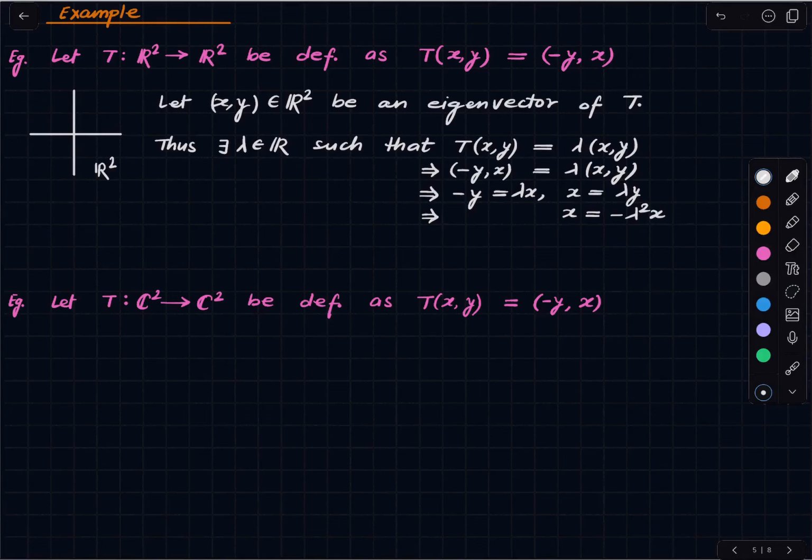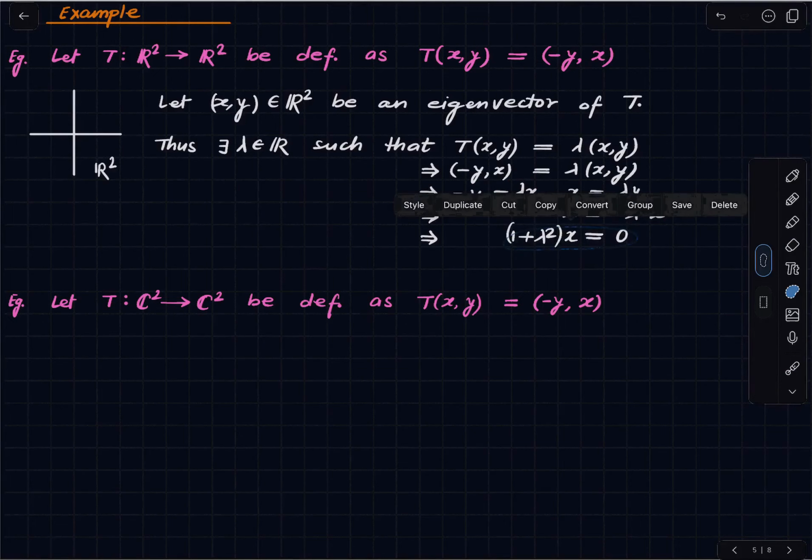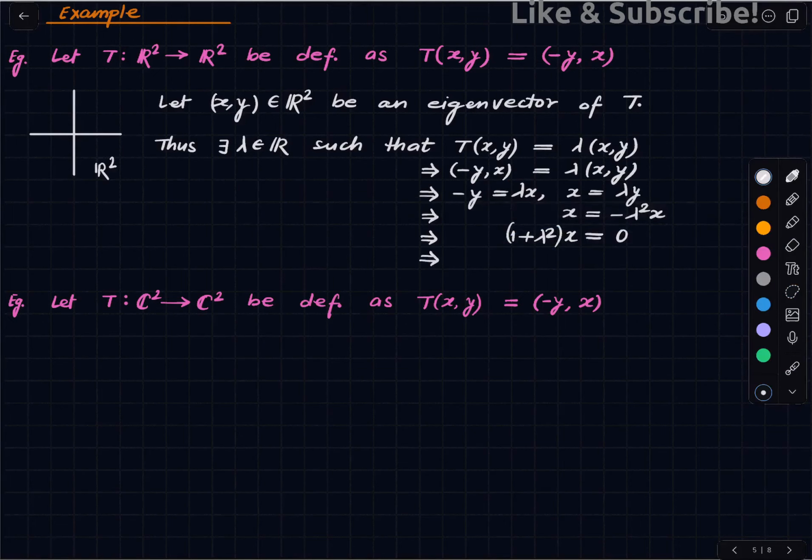So what happened here? We have minus y is lambda x, and hence y is minus lambda x, and we just substituted that here. So we will get this thing, which implies 1 plus lambda squared times x is 0, and we are forced to have that x is equal to 0 because lambda is a real number.